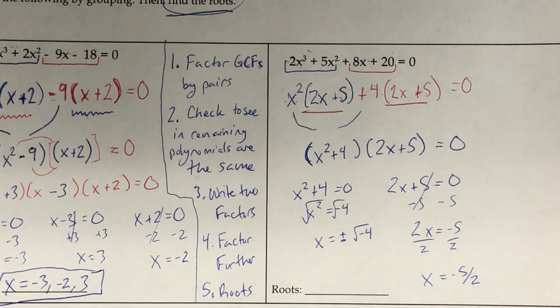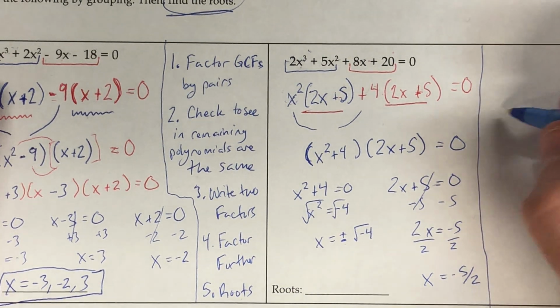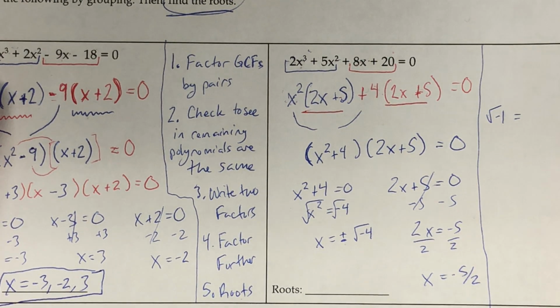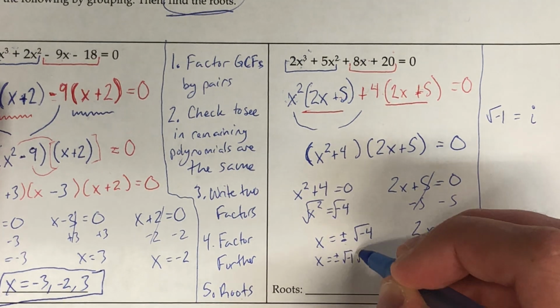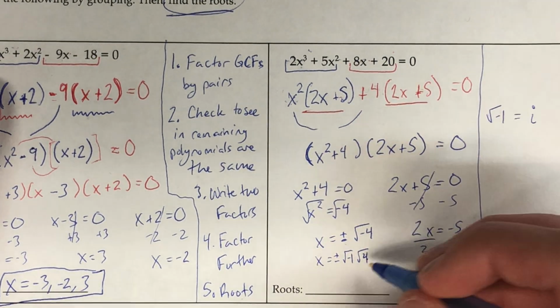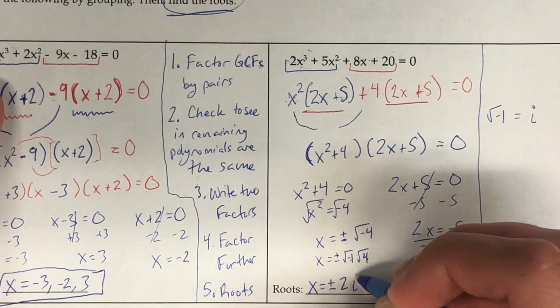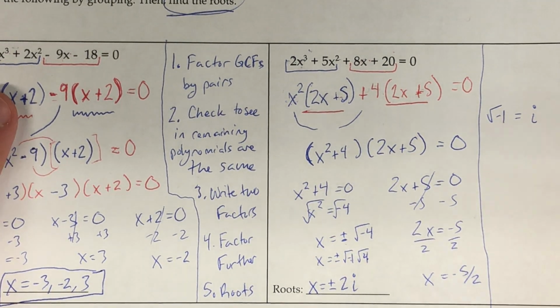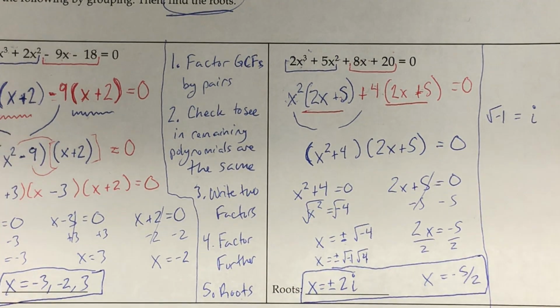Square root of a negative, that's not something we like. Remember, put this over here. When we have the square root of negative 1, that's equivalent to i. So what we should do, separate that into negative 1 times 4. The square root of negative 1 times the square root of 4, which we know the square root of 4 is 2. The square root of negative 1 is i, so we get plus or minus 2i. So imaginary number roots. Woo.